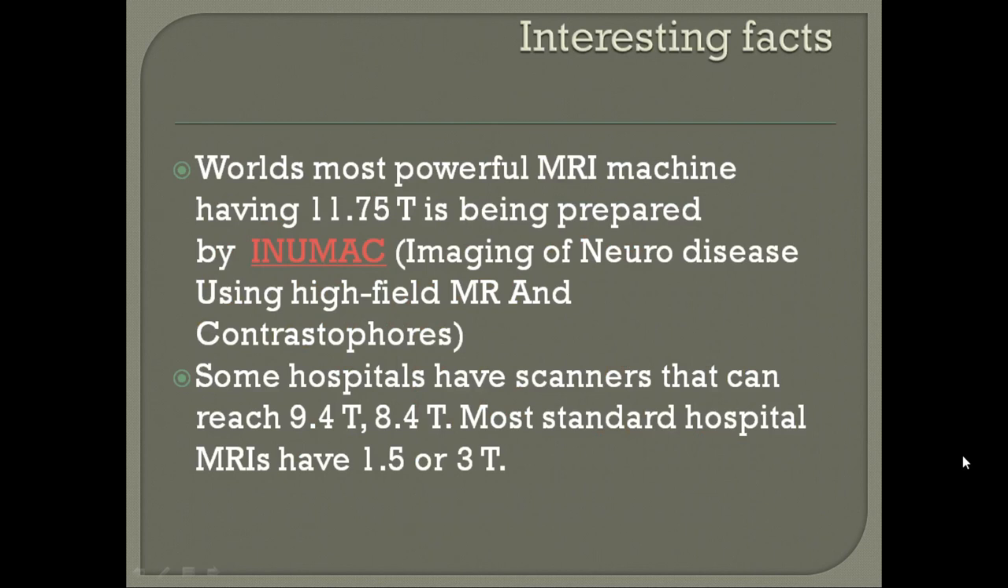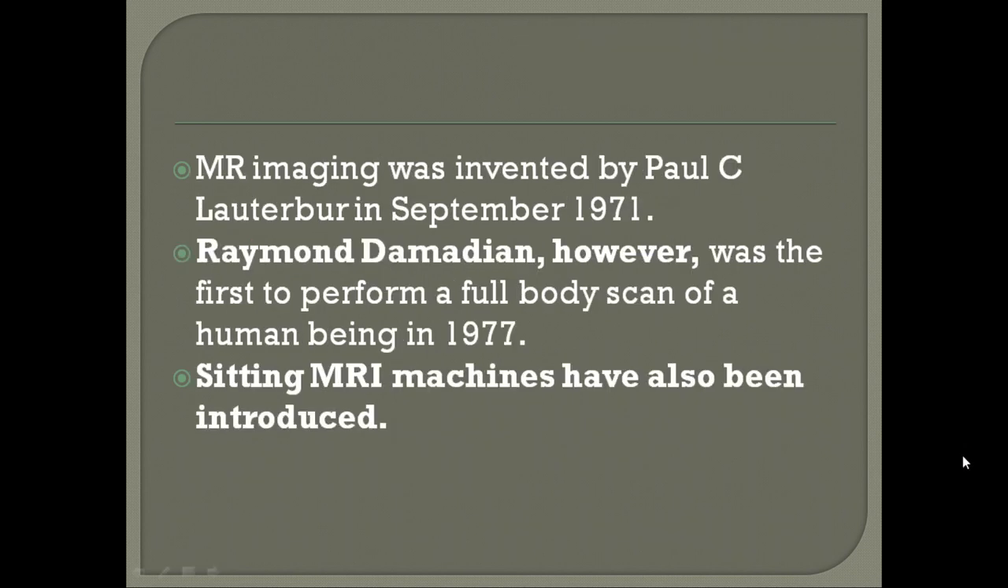Now, just a few lines about some interesting things that I came across. The world's most powerful MRI machine, having 11.75 Tesla, is being prepared by INUMAC, which stands for Imaging of Neuro Diseases Using High Field MR and Contrastophores. Some hospitals even have scanners that can reach 9.4 Teslas to 8.4 Teslas. However, most standard hospitals have 1.5 or 3 Teslas.